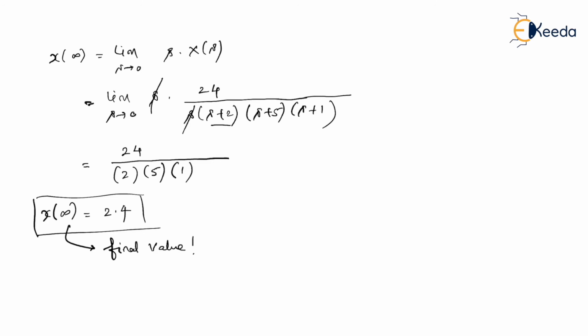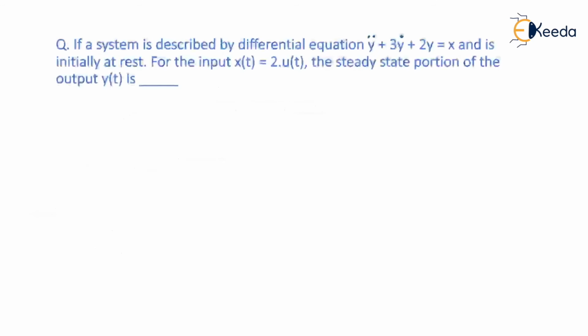right? So I'm sure you have understood this question. Let's move to the next question. If a system is described by the differential equation y double dot plus 3y dot plus 2y equal to x and is initially at rest. Please understand, whenever they say the system is initially at rest, it means initial conditions are equal to 0. For the input x of t equal to twice of u of t, the steady state portion of y of t is. Try to understand, they are not asking you the steady state value. They are asking you the steady state portion of the output y of t. There is a difference.